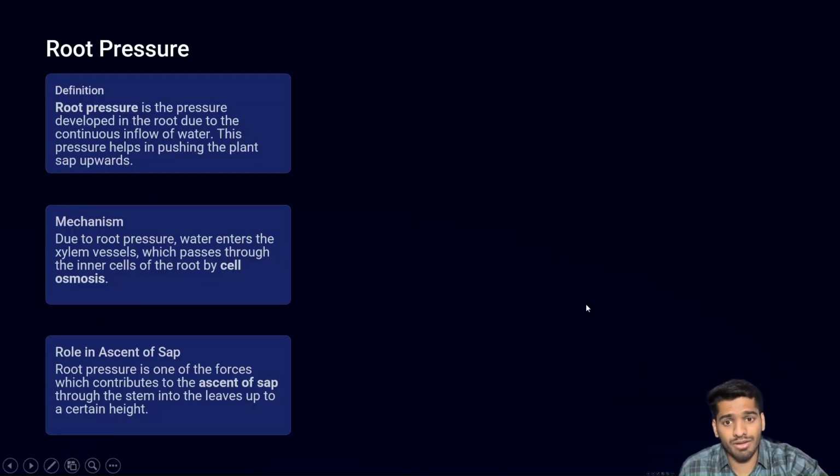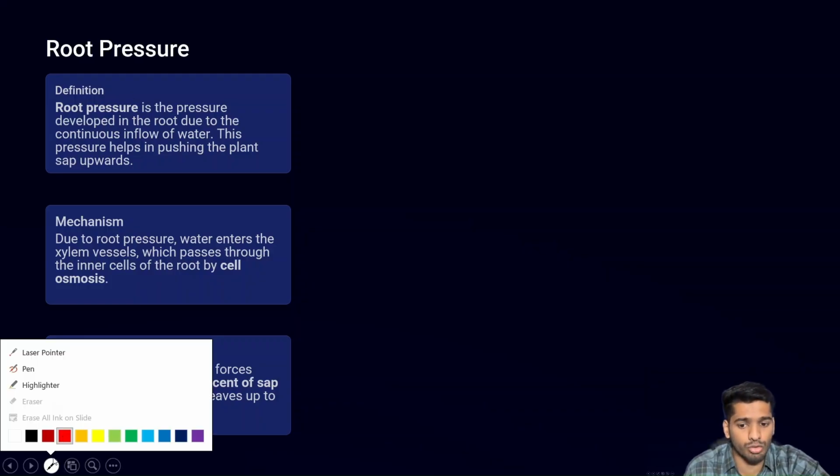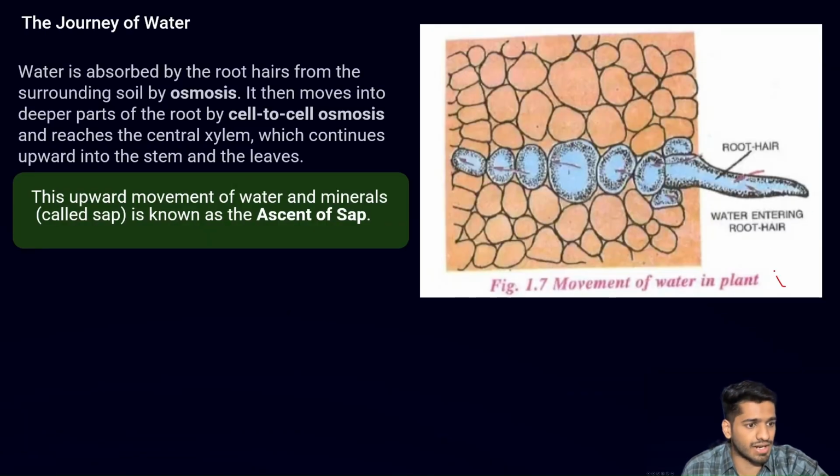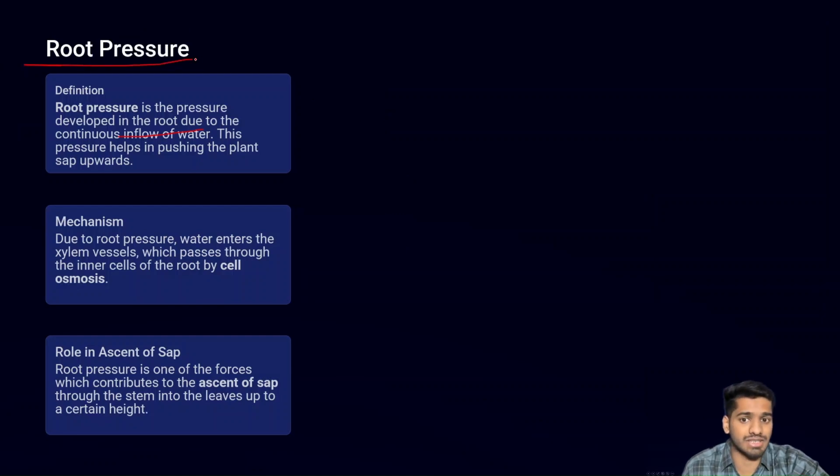So the second thing would be root pressure. Very logical. Root pressure is nothing but the pressure developed in the root due to continuous flow of water. See, there is continuous flow of water. So there is going to be a pressure which is going to be applied on this cell. Then this cell is going to apply the pressure on another cell. So that is nothing but your root pressure.